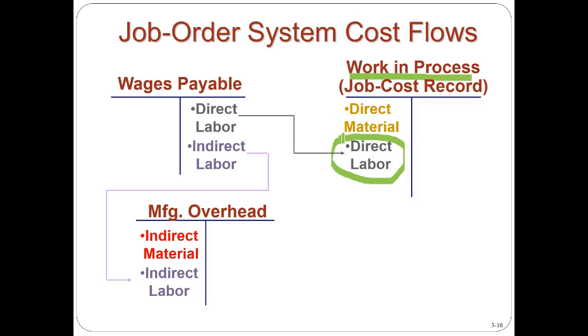And then when we sell the job at the end, we'll debit cost of goods sold, and that's when we'll expense it. And so therefore, we're going to debit work in process. Once again, it should be backed up. Anything that hits work in process will be backed up by that job sheet.